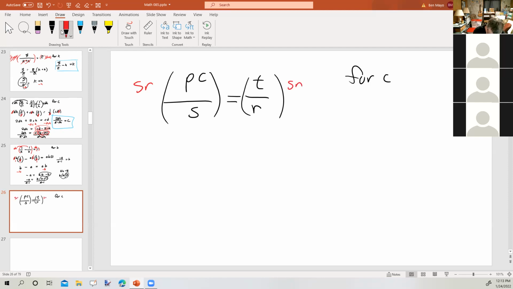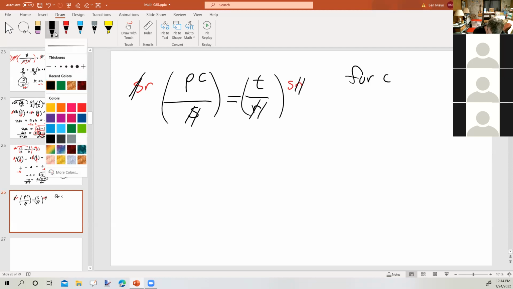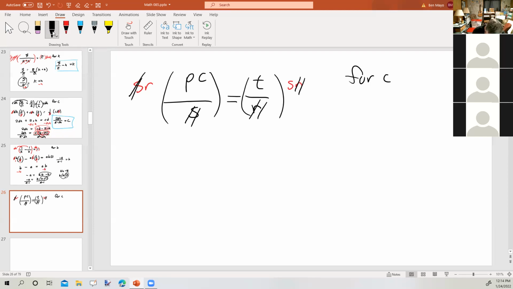And then reduce. That would get rid of the S's over there and the R's over there. So then I'd have what? CPR equals ST. I just put things in alphabetical order. Okay, now what? Do we factor out the C? Well, sure. So we could write it as C times PR.